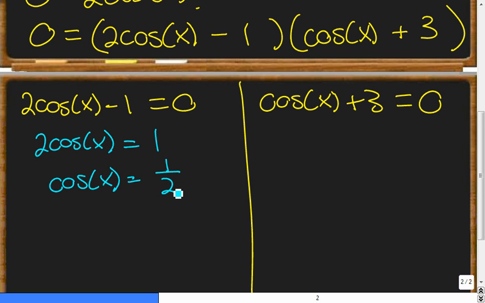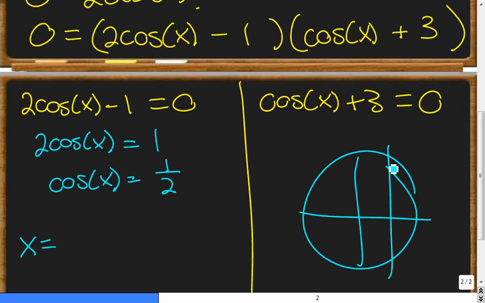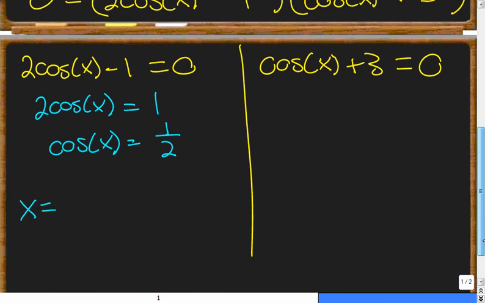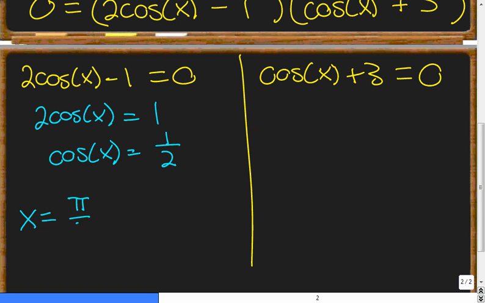If we think about where this happens on our unit circle, cosine of x will be a half at these two places. That would be at pi over 3. We're doing 0 to 2 pi, so we're going to have pi over 3, and it's also going to happen at 5 pi over 3. These are our two places where cosine is going to be a half.